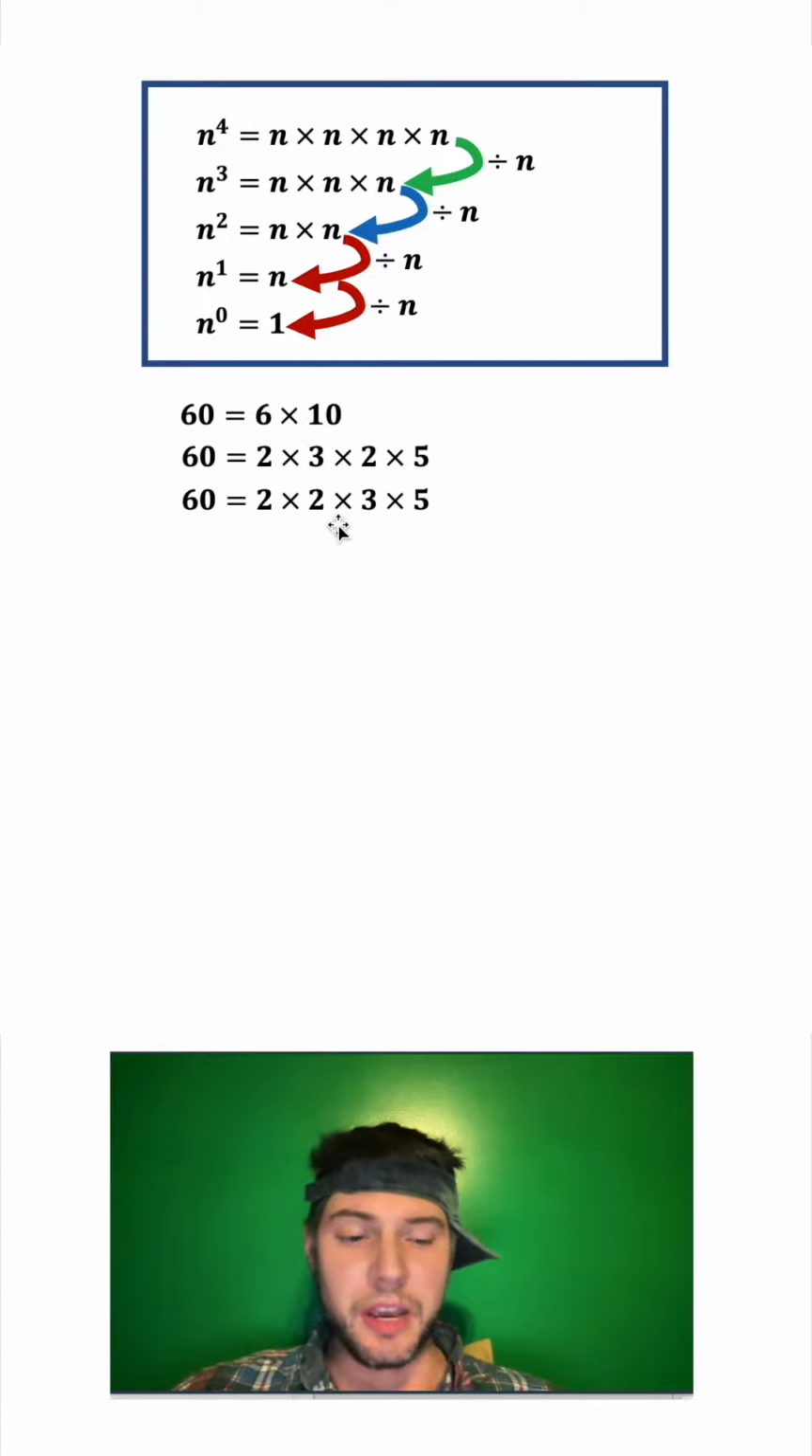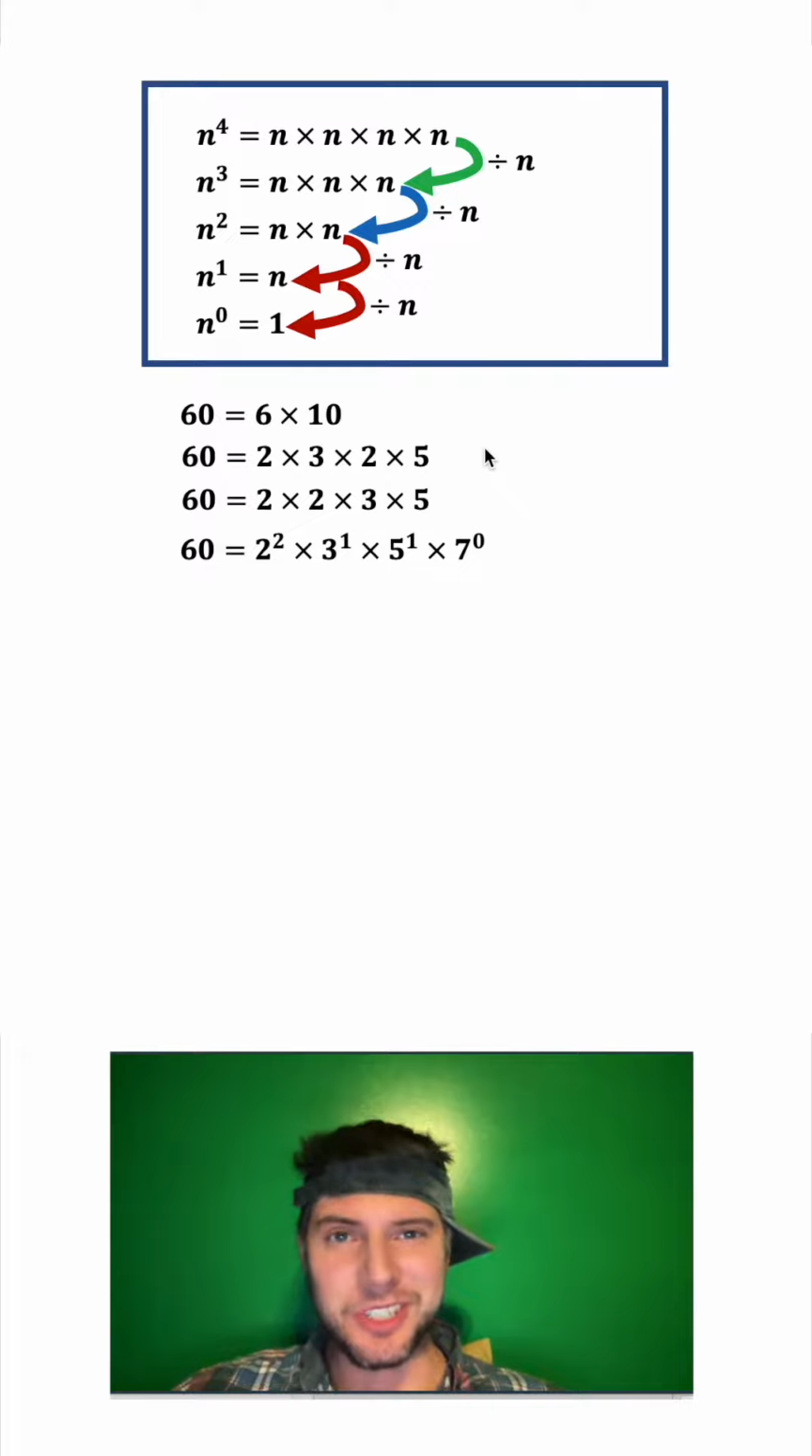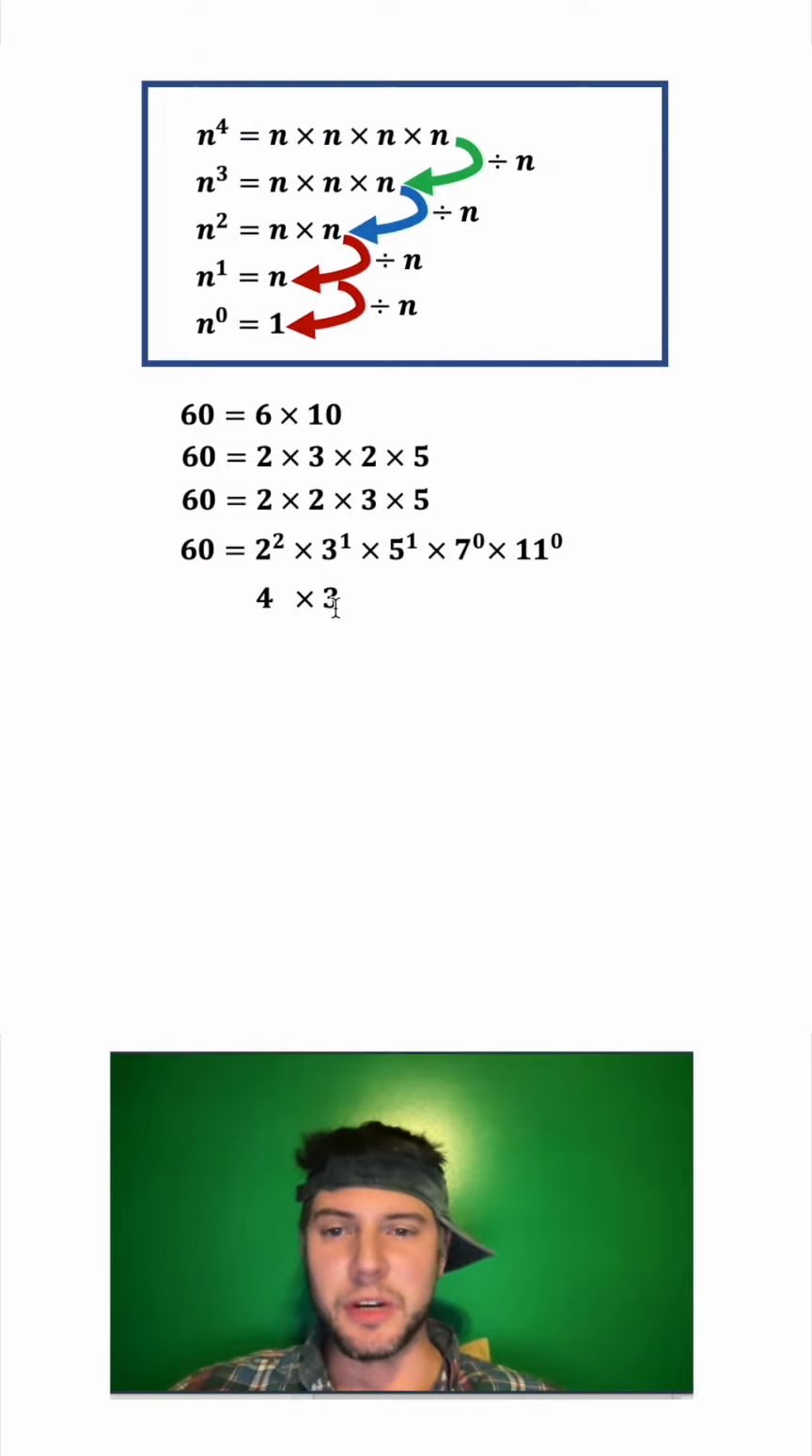Now, how many 2's do we have? We have two 2's, so I'm going to rewrite these as 2 squared. Then we have 1 3, so I'm going to write that as 3 to the 1. And we have 1 5, so I'm going to write that as 5 to the 1. All of this is still just equal to 60 because I haven't changed anything. So now how many 7's do I have? I have 0 7's. How many 11's do I have up here? I have 0 11's. So 2 to the 2 is 4, 3 to the 1 is 3, 5 to the 1 is 5. This is still equal to 60.